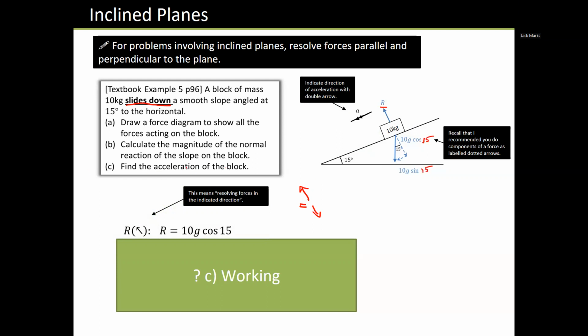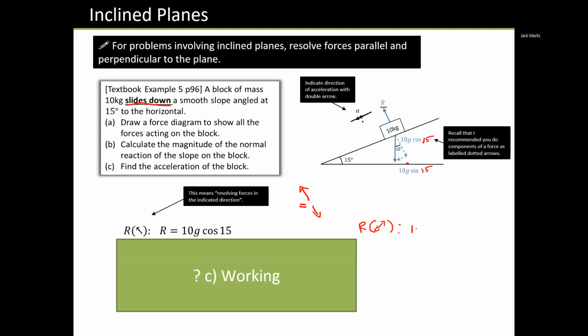Find the acceleration of the block. Well, they're not talking about this one anymore, are they? Because there's no acceleration here. They must be talking then about what's happening parallel to the slope. So I'm going to call the force downwards, which follows A, I'm going to call that the positive force, and I'm going to find the resultant.